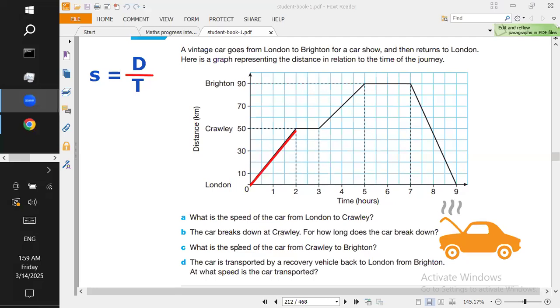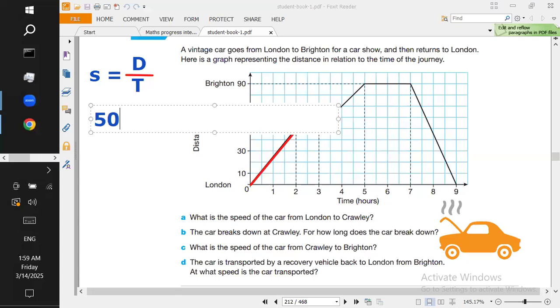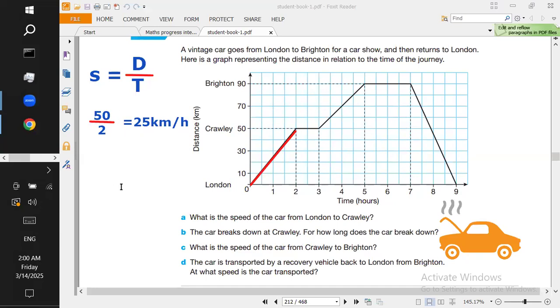Distance is 50. So here, first one, we have distance, which is 50, and the time is 2. So distance by time. 50 divided by 2 equals, very good, 25. So it equals 25 kilometers per hour, km per hour. And that's the answer for the first question. So basically, you find the speed by finding the distance and the time and then dividing them by each other.